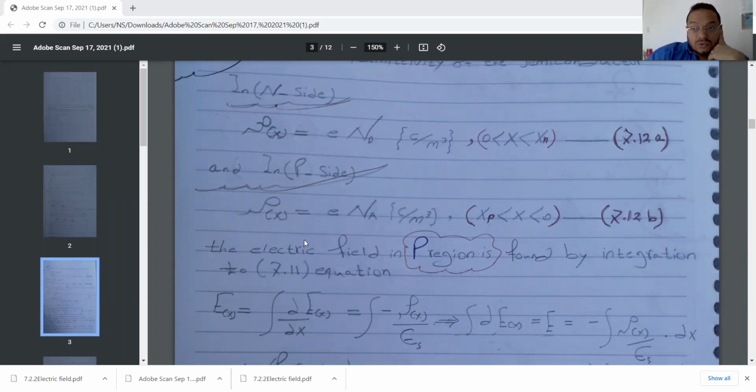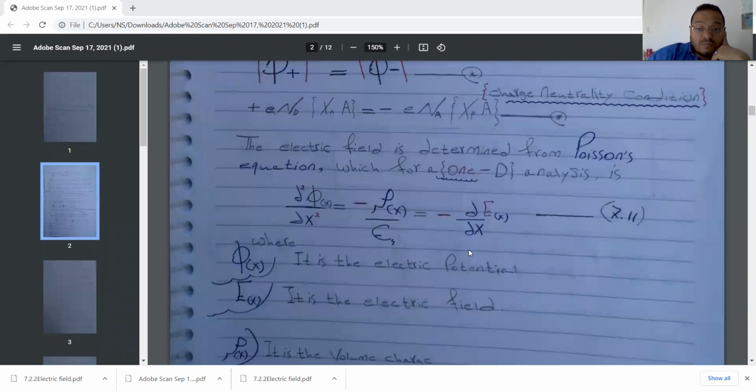Now we want to calculate the electric field, but in the p region we will use equation 7.11 here to establish a relationship between these two elements. We will ignore the second derivative of the potential, and just deal with these two elements: the volume charge divided by the permittivity of the semiconductor equals minus the derivative with respect to x of the electric field.